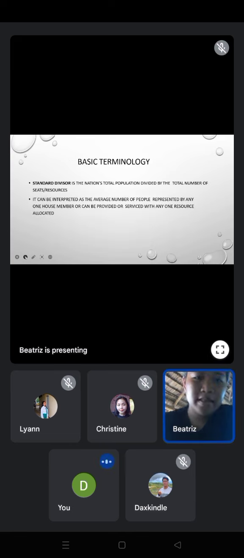Basic terminology. Standard divisor is the nation's total population divided by the total number of seats or resources. It can be interpreted as the average number of people represented by any one member, or the number of people served with any one resource allocated.